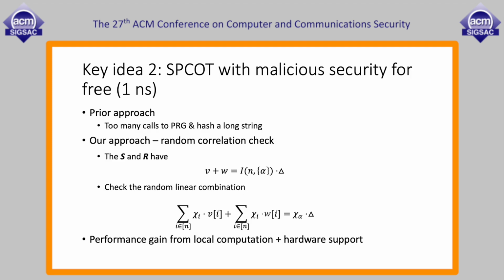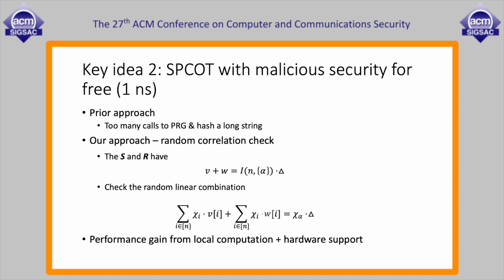The second key idea is to achieve the security against the malicious adversary by a fast consistency check. The prior approach for malicious security requires 2 times of calls to the PRG compared to the semi-honest security case, and it has to hash a long string. Our approach uses a linear combination to achieve malicious security.